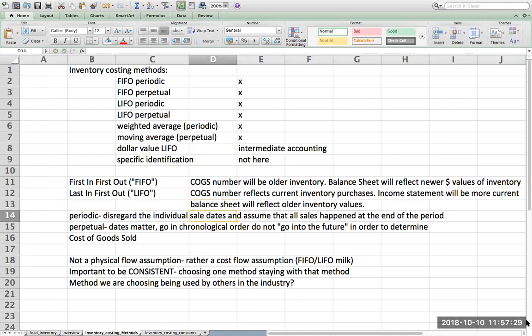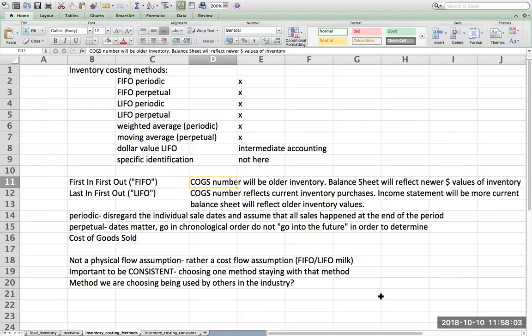So again, first in, first out, it's a cost flow assumption. The first goods in are the first ones that are expensed to cost of goods sold. My cost of goods sold number, therefore, is going to reflect older inventory. Why? The first goods, or that very first inventory balance, will be the first one that's going to be expensed to cost of goods sold. However, my balance sheet is going to be more current because my older inventory has already been expensed.